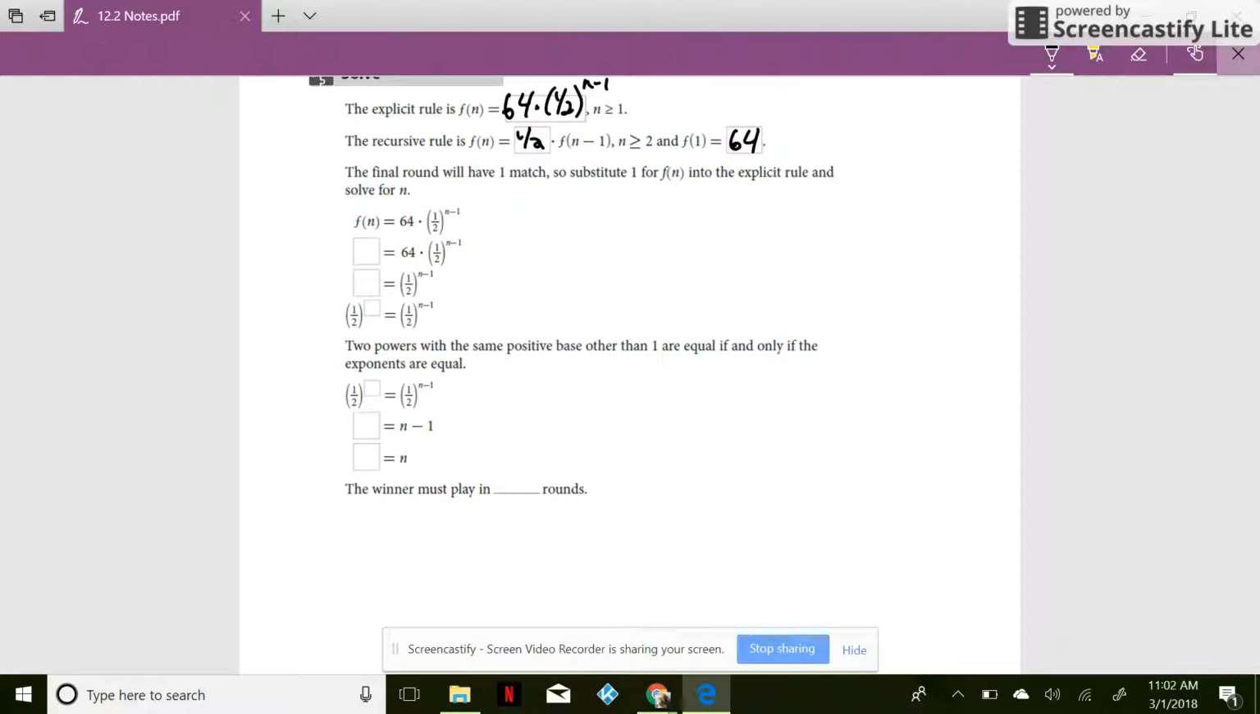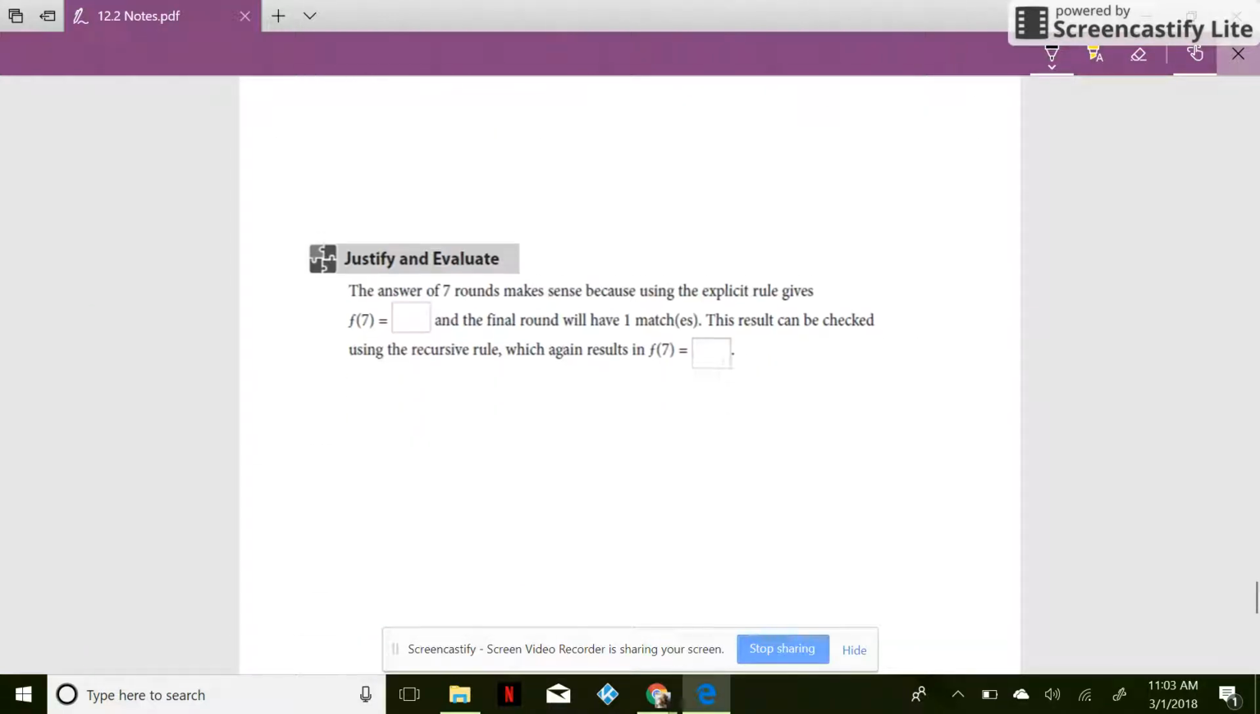So the final round will have 1 match, so we substitute into the explicit rule. 1 is equal to 64 times 1 over 2 to the n minus 1. So we divide 1 over 64. 64 ends up being 2 to the 6th. So 1 over 64 is the same thing as 1/2 to the 6th power. Since the two bases are the same, we can set the powers equal to each other. So 6 should be equal to n minus 1, n will equal 7. So that means the winner must play 7 rounds.